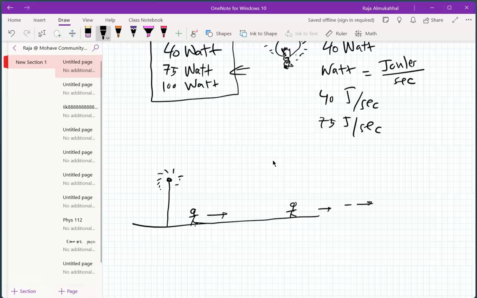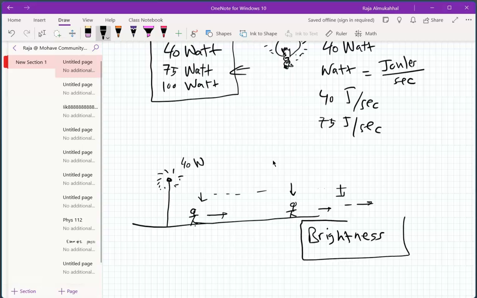Make sense? So what's going on here? The power or the luminosity of the light bulb is constant, say for example 40 watts. But as you stand here or close to it, the brightness changes, correct? So we have another word, and that word is brightness. And brightness here is a function of distance. How far are you from the source? This is the source, right? And brightness is dependent on how far you are from the source.